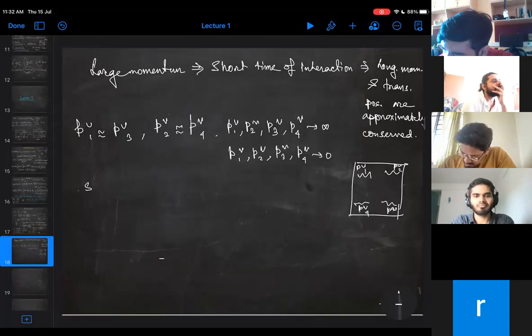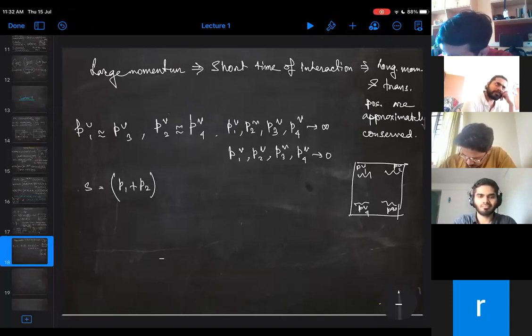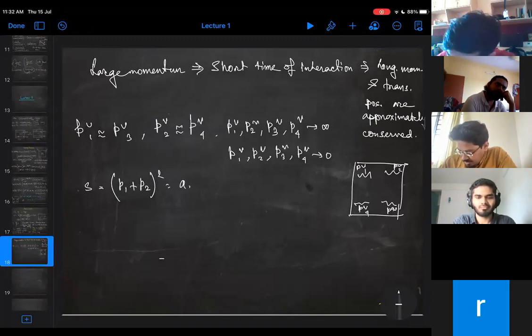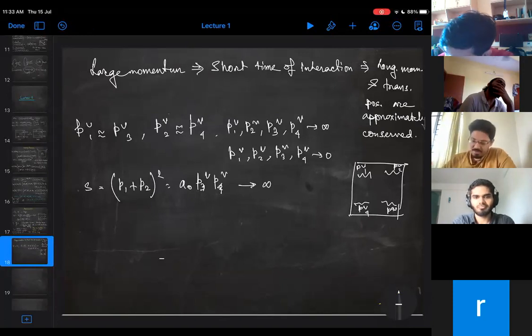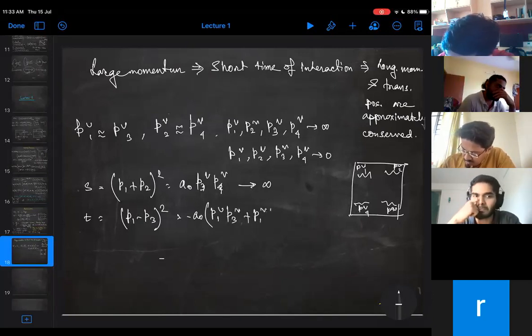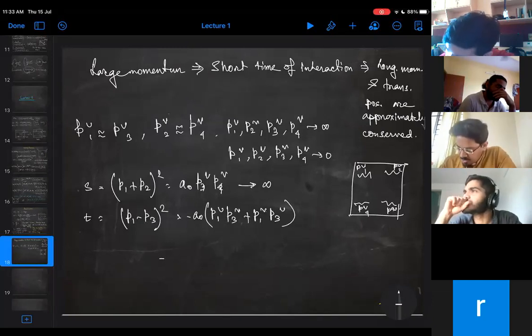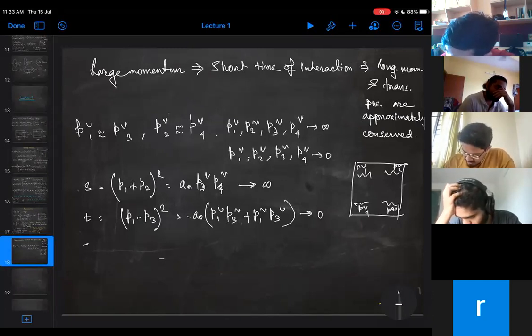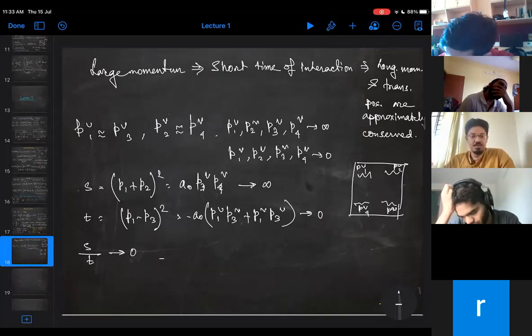If you now compute the S channel momentum, at the point of collision this is roughly P3U, P4V, and since both are large, this goes to infinity. Whereas the T channel momentum is roughly P1U, P3V plus P1V, P3U. Here one of them is surely small, either P1V is small or P3V is small, so this roughly goes to zero. That is to say, S over T goes to infinity.